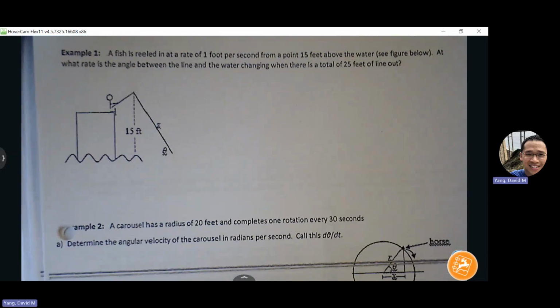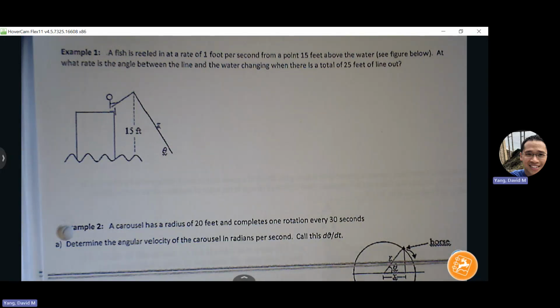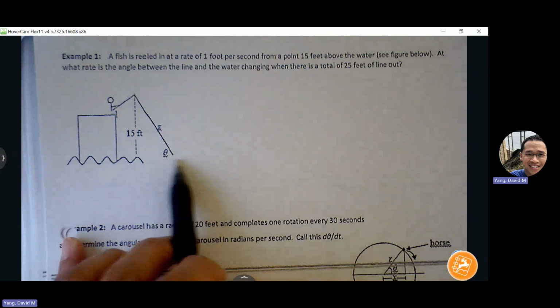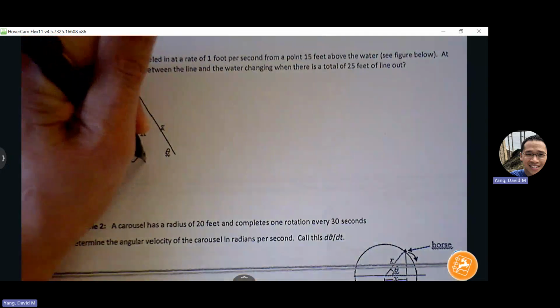Okay, a fish is being reeled in at a rate of 1 foot per second from a point 15 feet above water. At what rate is the angle between the line and the water changing when there's a total of 25 feet of line out? So the triangle is here. Okay.